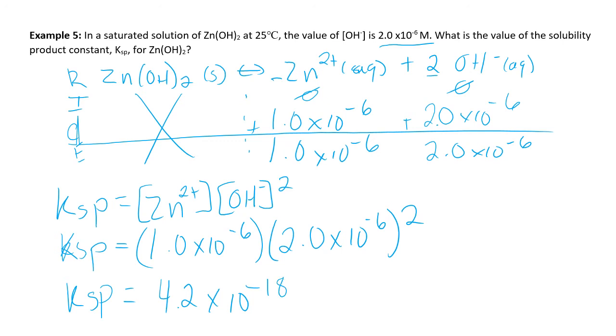Now let's think about that number. That is negative 18. That means we're going to have 17 zeros in decimal form, and then 4.2. Okay, that is very, very, very insoluble. Zinc hydroxide, obviously not a good candidate for making a solution. Barely dissolves at all. So hopefully this is giving you an idea of what these values look like. The smaller that KSP is, the less of that chemical is going to dissolve. Your solubility of the individual ions can tell you how soluble it is.